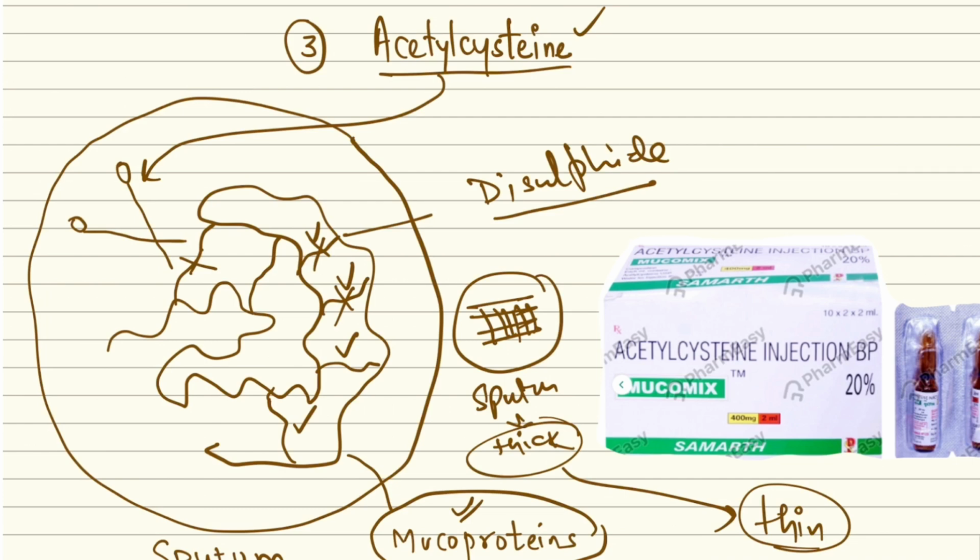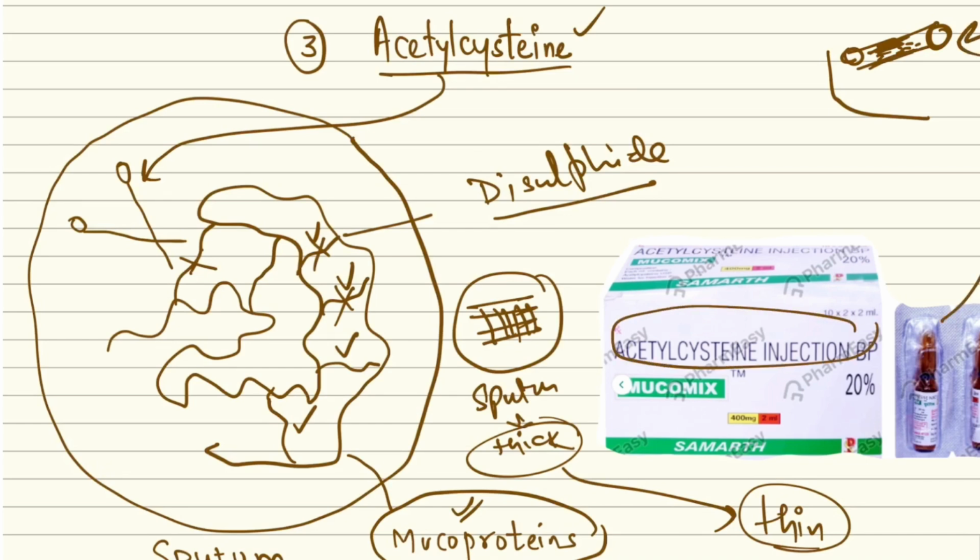For example, in those patients who are tracheostomized, there are a lot of secretions collected in the tracheostomy tube. For this thick sputum, we give these ampules containing acetylcysteine, injected directly into the tracheostomy tube. This 2 ml ampule contains 400 mg of acetylcysteine. It is directly nebulized or inserted into the tracheostomy tube, and the thick sputum becomes very thin and is easily removed by suctioning.